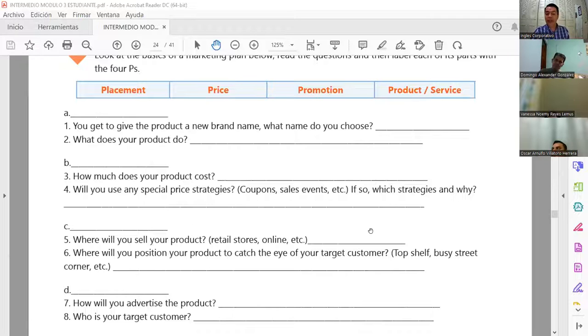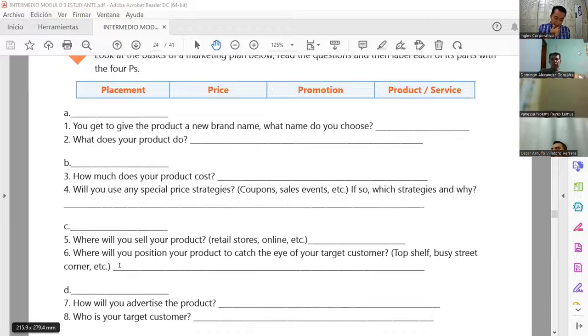The shelf. Busy street corner, right? Maybe you want to sell your product on the street. Yeah, why not? Or where do you want to expose your product to the eye of your customer, right?